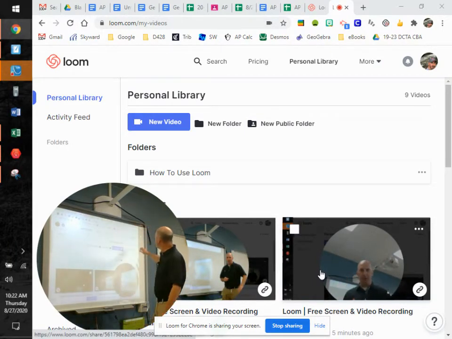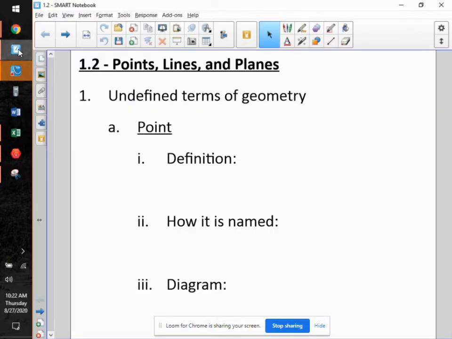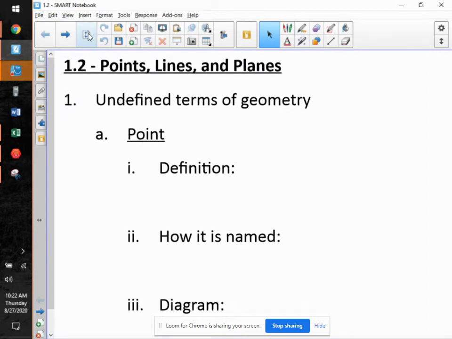Okay, so I'm going to switch on over now to our Smart Notebook software. And in this spot, this is where we're actually going to start taking our notes. Now, if I understand this correctly, you guys can still hear me, but can no longer see me. And we should be able to walk through here and get a little bit done in our notes right here. So we're going to begin with section 1.2.